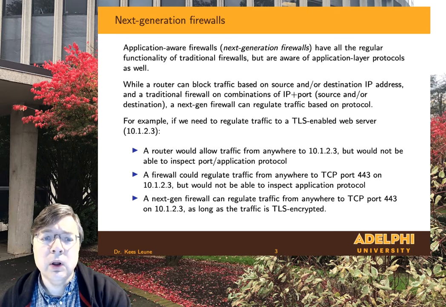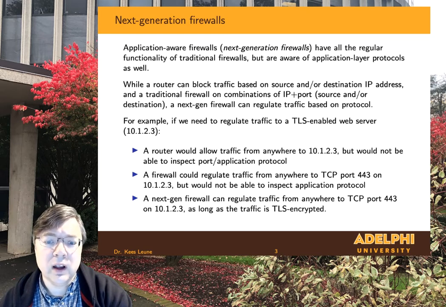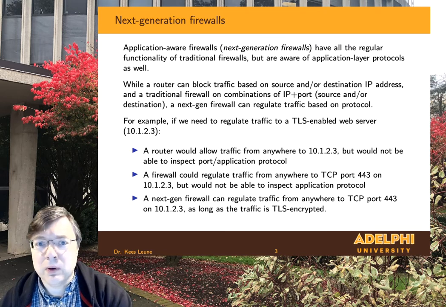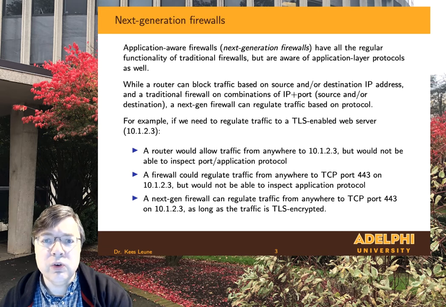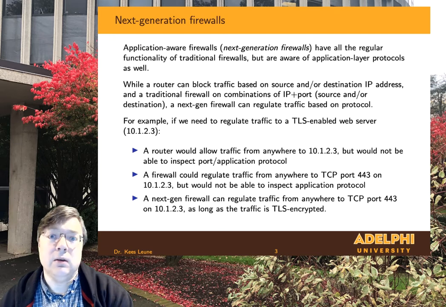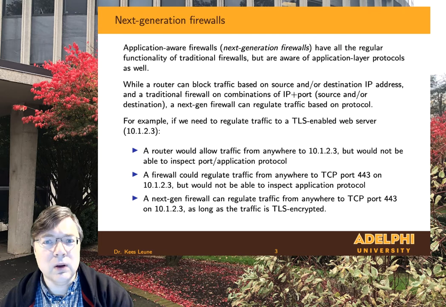So if we want to do this regulating of access using a router, all we could say is, well, we can have network traffic coming from anywhere to IP address 10.1.2.3, the end. Because the router doesn't know about anything else. The router doesn't know about TCP or HTTP or ports or any of that stuff. And that would basically mean that we have to open up all services on that server if the router was the level at which we filter. We don't want that. We want to have more granular control over our configuration.